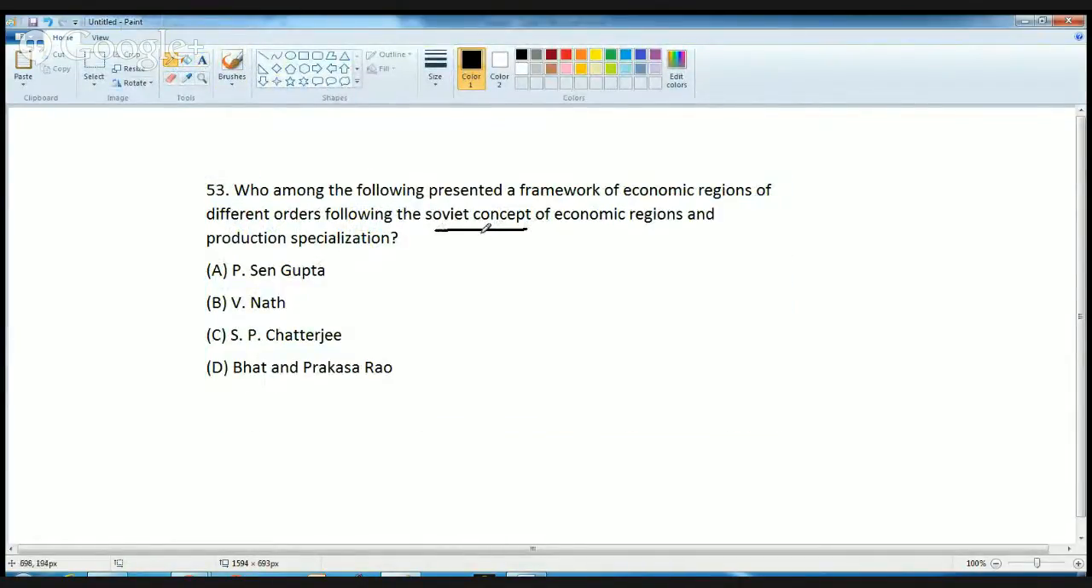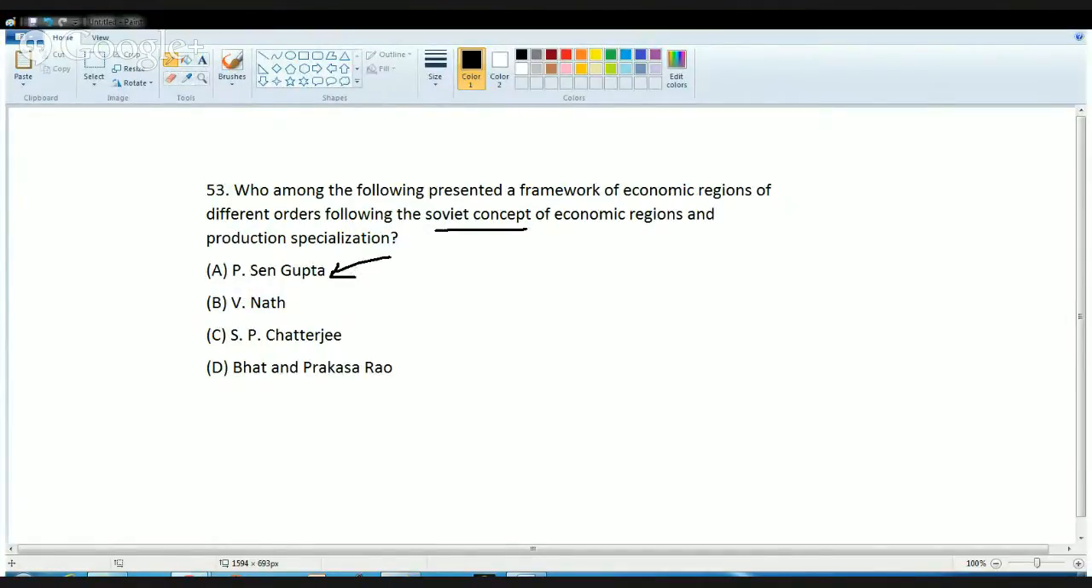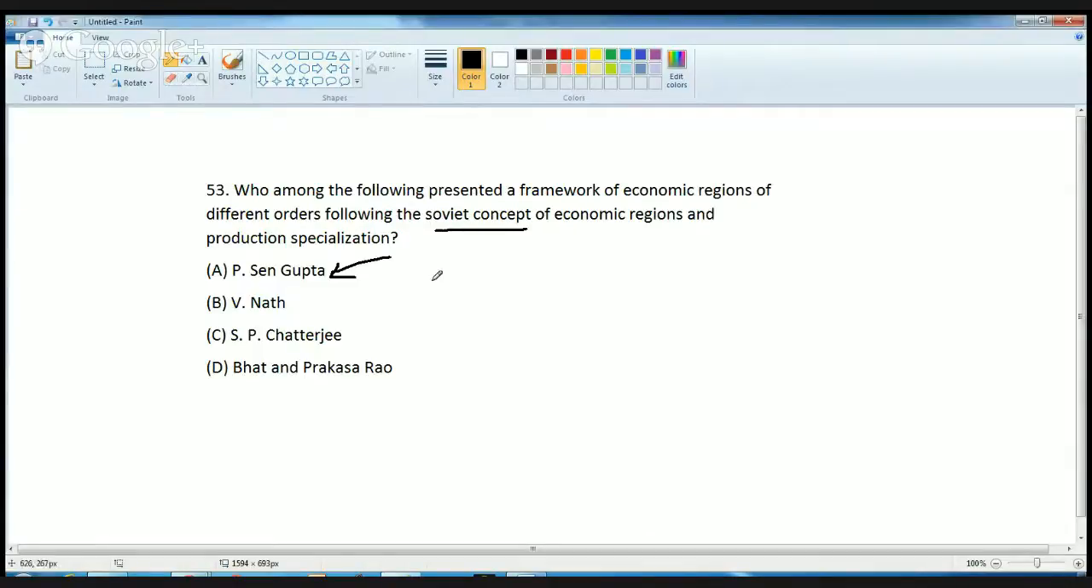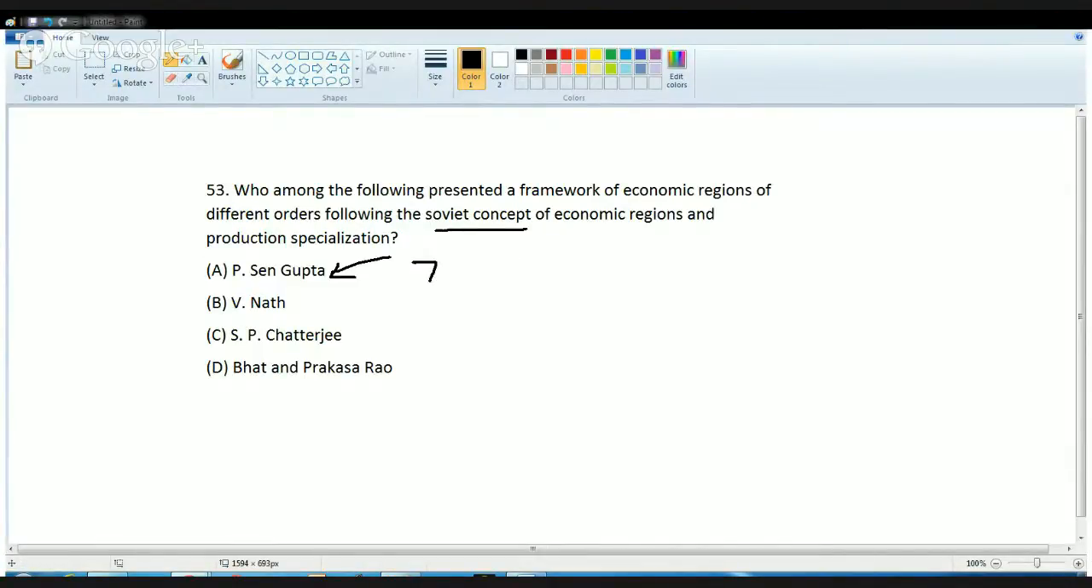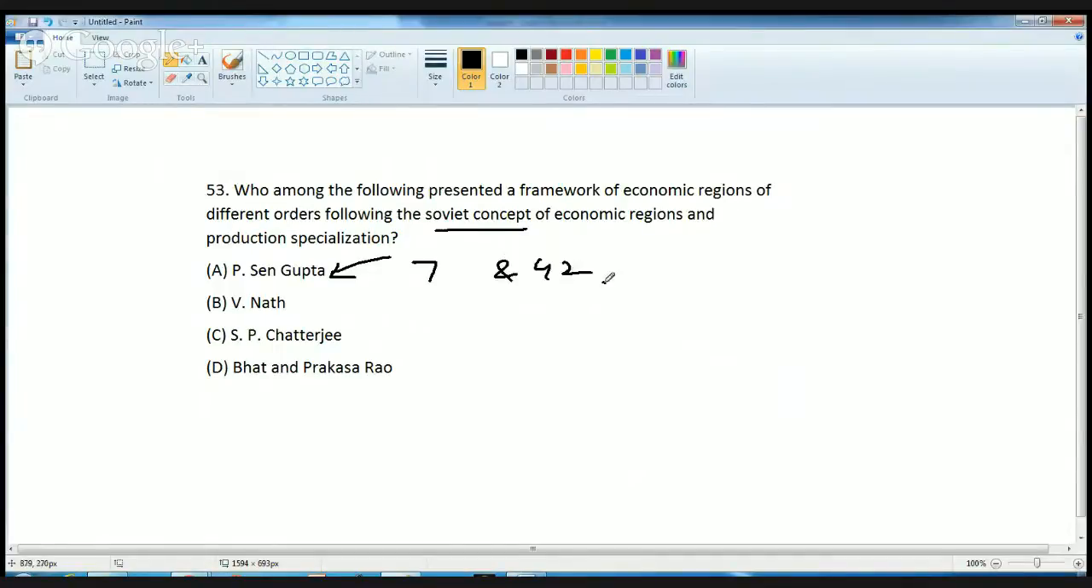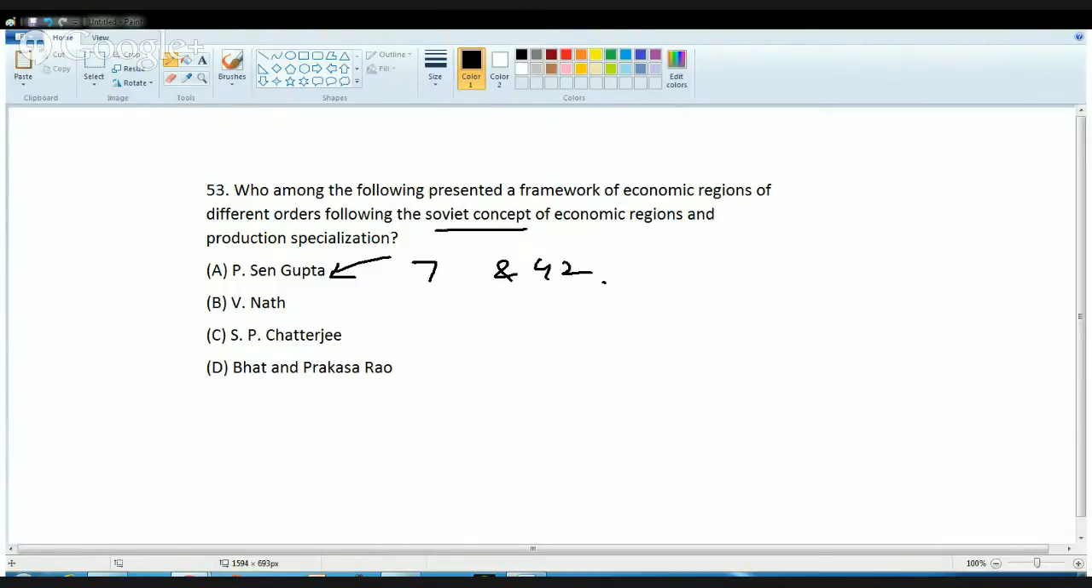So the Soviet concept of economic regions and product specialization was given by P. Sengupta, and in this classification he gave 7 macro units and 42 meso units of classification, or meso regions. So he classified the country into 7 macro regions and 42 meso regions, and his whole model was based on the Soviet concept of economic development and product specialization.